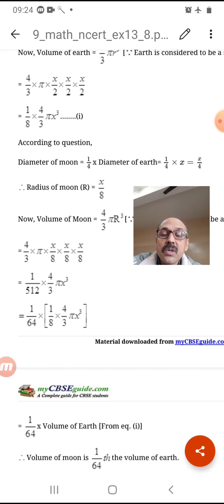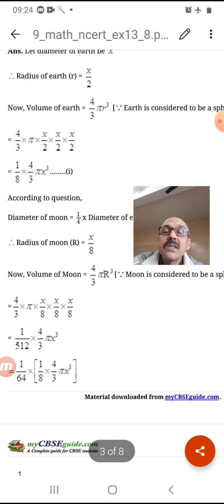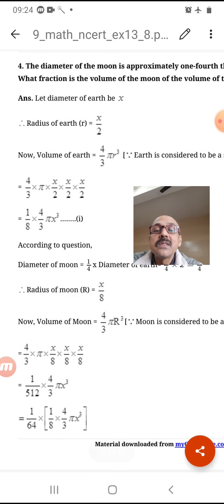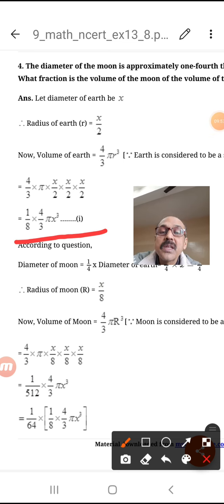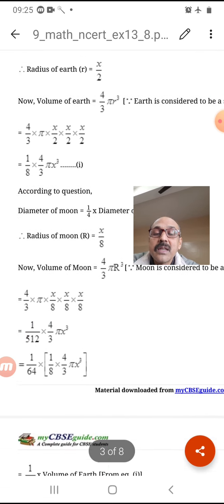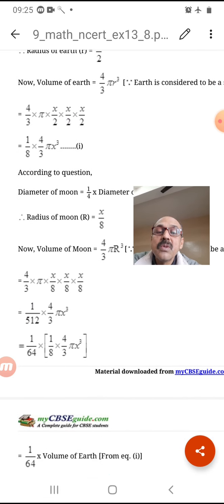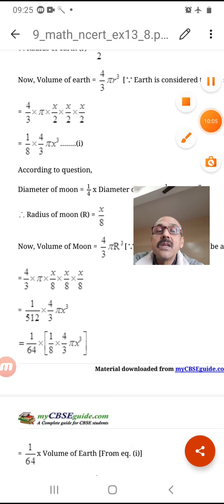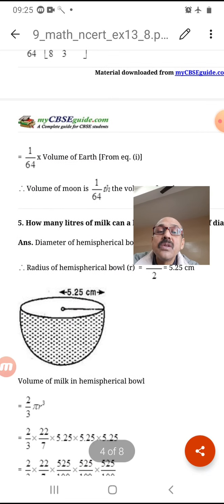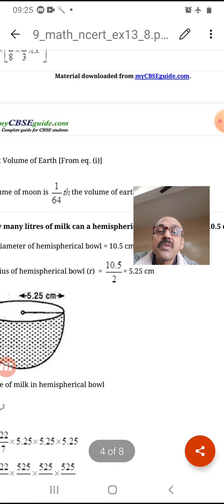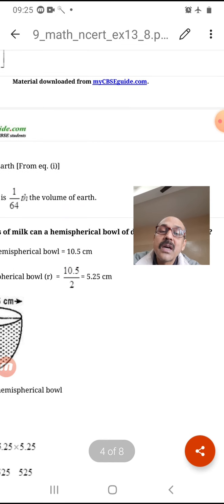And we know the volume of the earth is 1 by 8 into 4 by 3 pi x cube. So the volume of the moon is 1 by 64 into 1 by 8 into 4 by 3 pi x cube, that means 1 by 64 into the volume of the earth. So the volume of the moon is 1 by 64 of the volume of the earth.